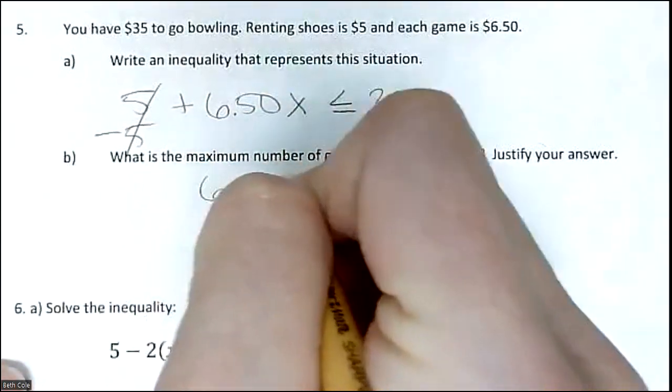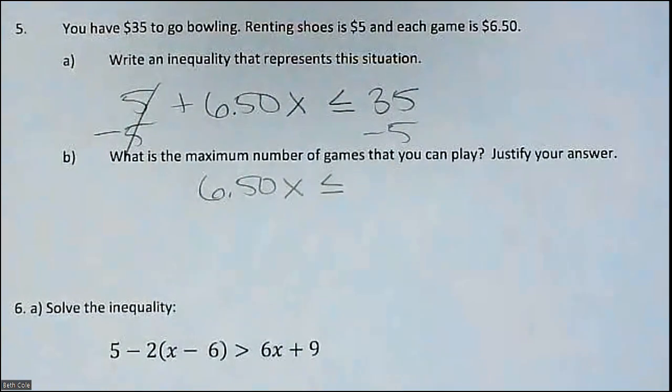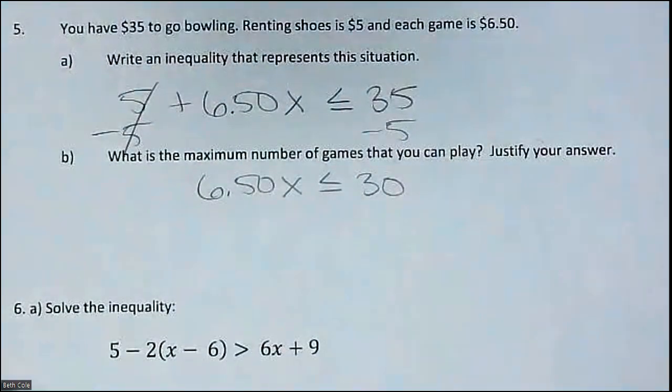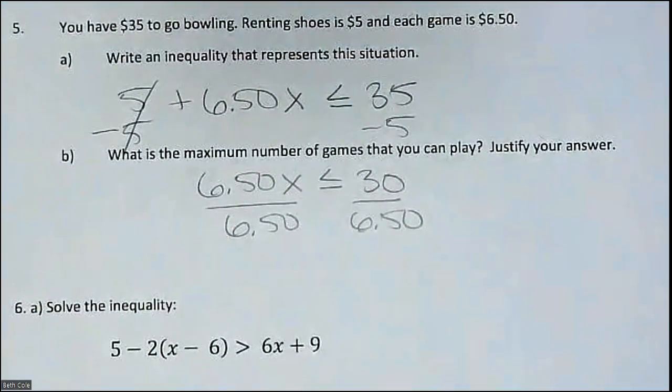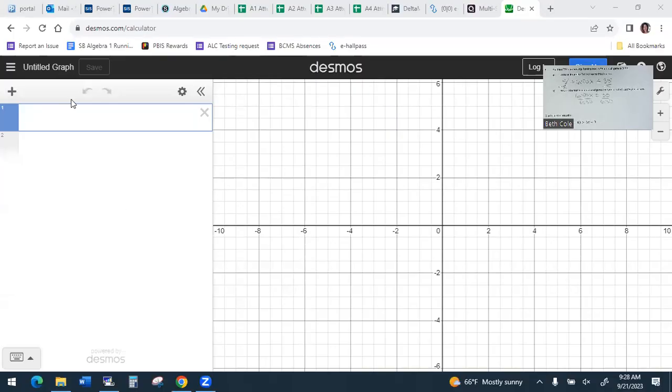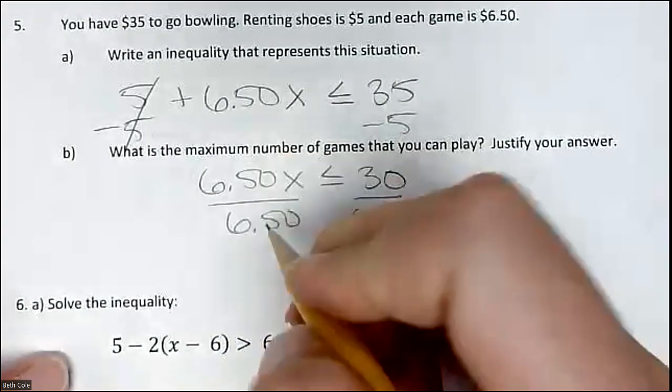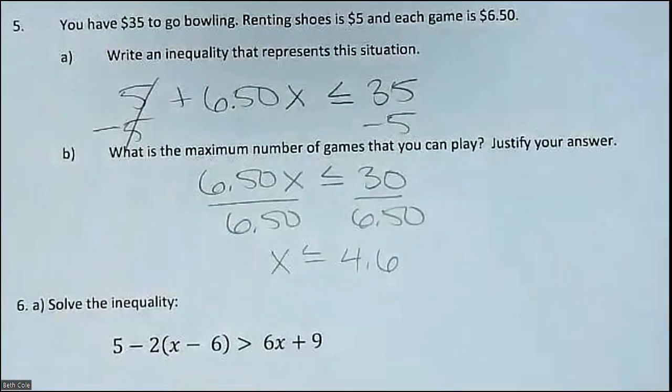So you get 6.50x less than or equal to 30. And then we're going to divide by 6.50. Let me bring up Desmos and we'll type this in together. I'll share my screen. So I'm going to type in 30 divided by 6.50. Now it came out to 4.6. Do you guys see that? So I'm going to stop sharing. So we got x smaller than 4.6.